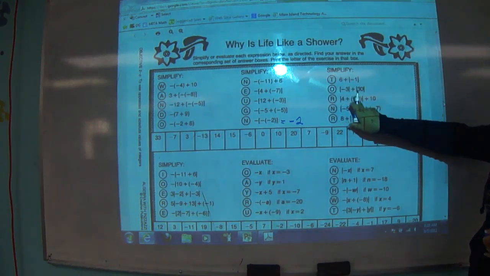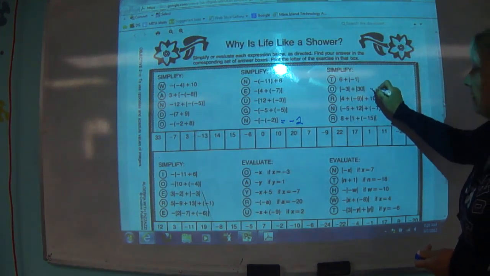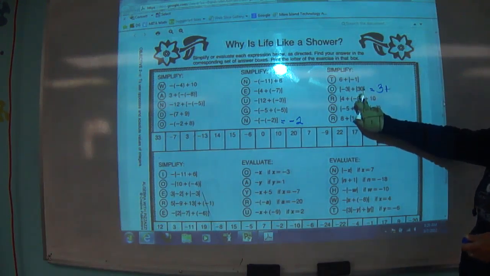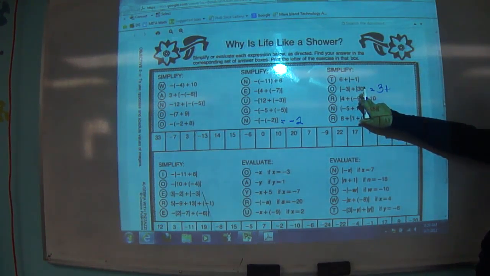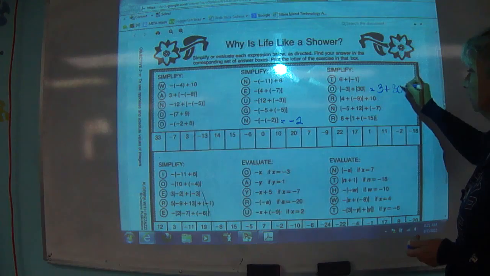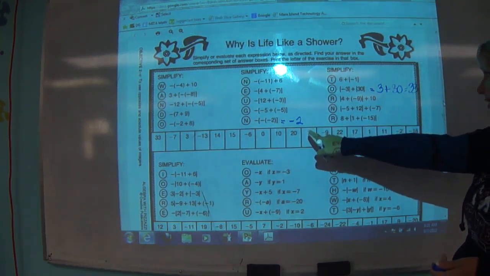So they're really trying to throw some loops at you to keep track of opposites of opposites of opposites. What about this one? We have the absolute value of -3, which is 3, because it's 3 away from 0, plus the absolute value of 30. How far is 30 from 0? 30. So 3 plus 30? 33.